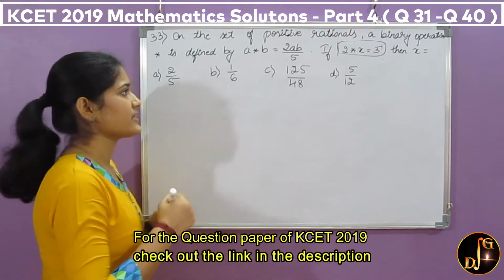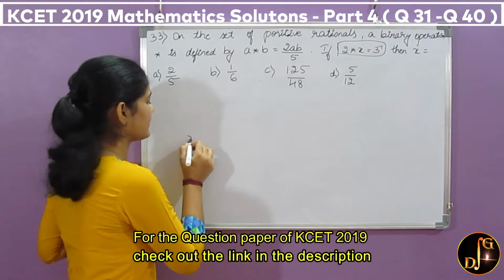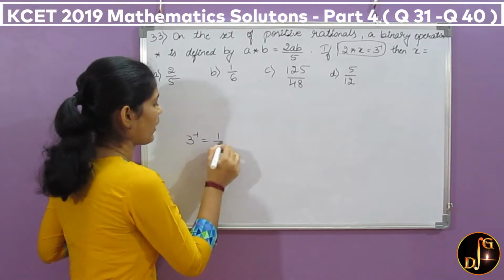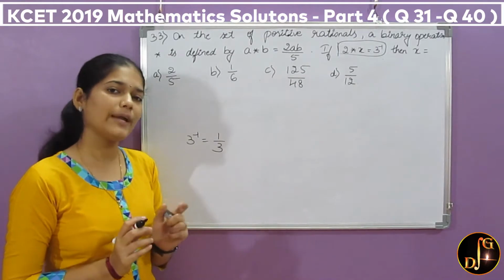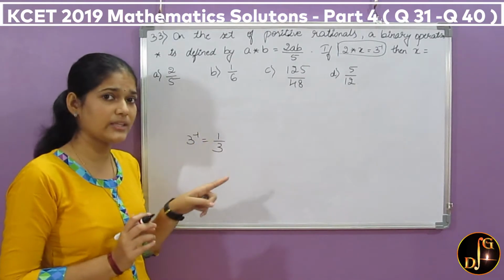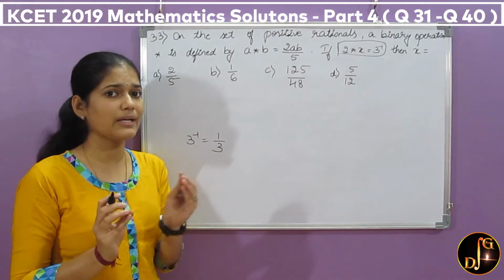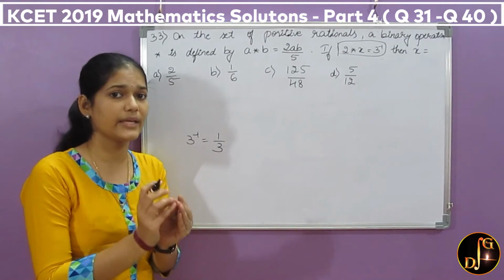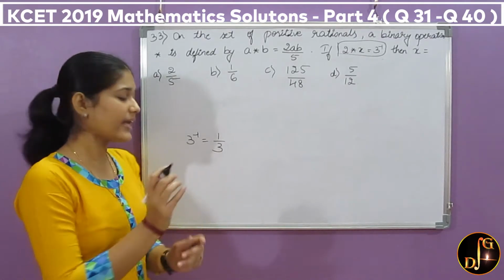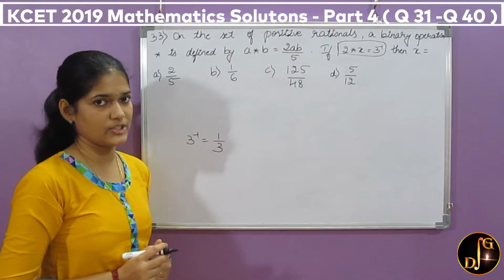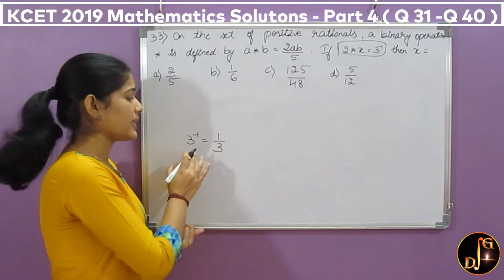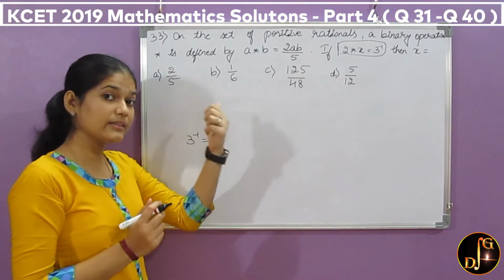That is, most of the students think that 3 inverse is 1 by 3. Is it 1 by 3? No, because 3 inverse is 1 by 3 when the binary operation is multiplication. That means when we have A star B is equal to A into B, then 3 inverse is 1 by 3. But here we have a different binary operation, right? So 3 inverse will not be 1 by 3 in this case.